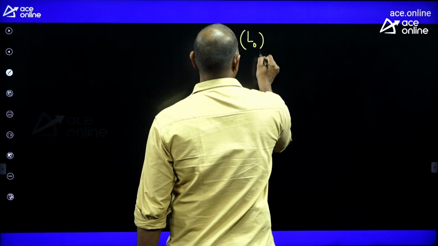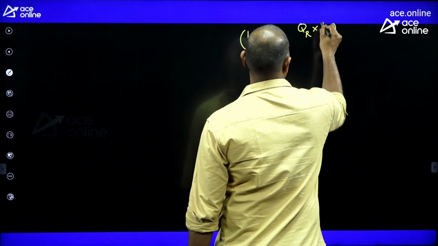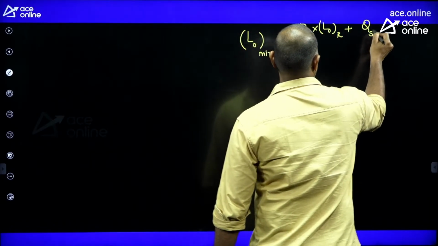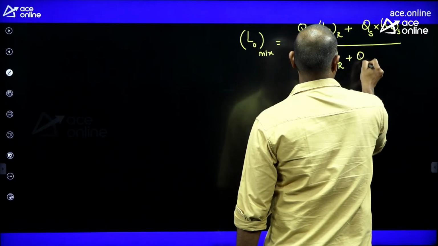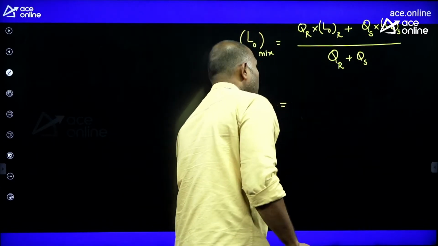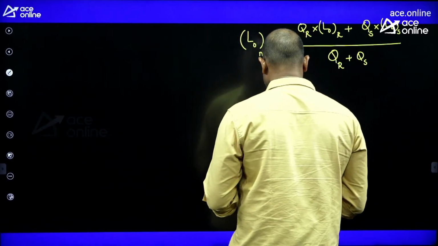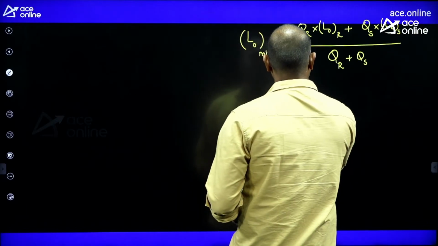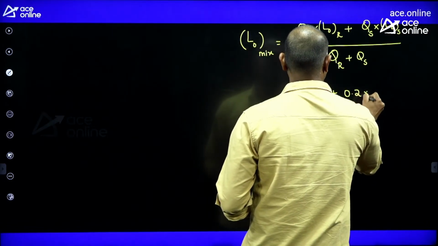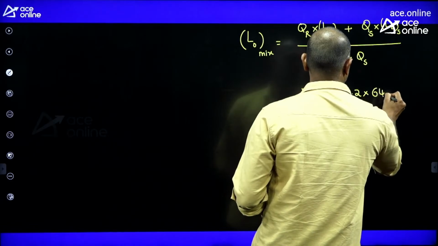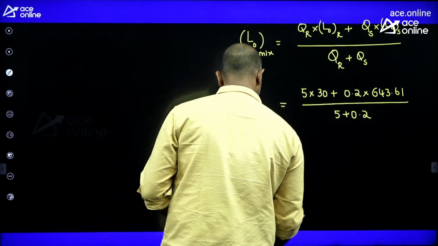So, ultimate BOD of the mix, that is a weighted average. River stream rate into ultimate BOD of the river plus Seaways stream rate into ultimate BOD of the Seaways, by total QR plus QS. Right. So now, if you substitute over here, you're going to get 5 into 30 plus 0.2 into 643.61 by 5 plus 0.2. So get down this value.